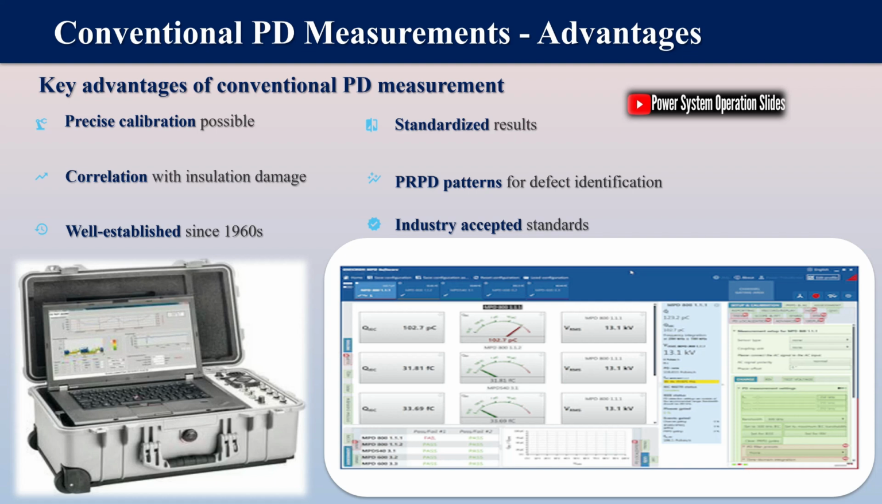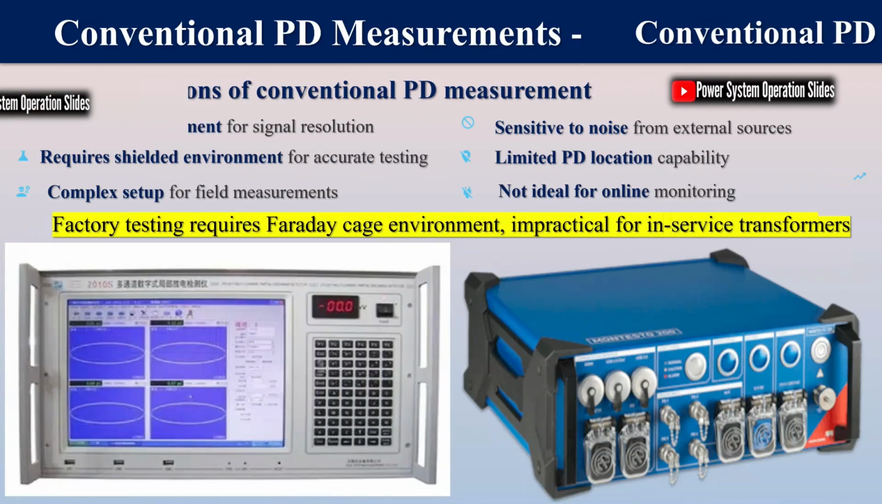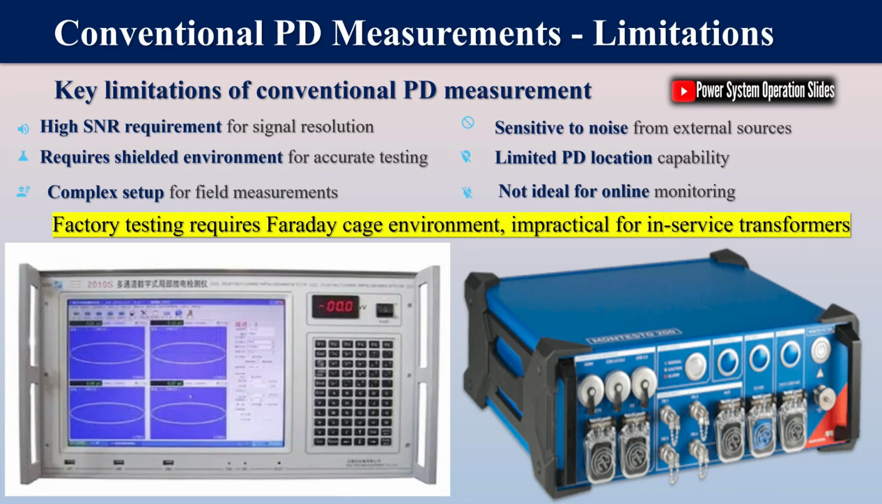Modern PD monitoring systems leverage multiple detection techniques to provide comprehensive assessment of equipment condition, with each technique offering unique advantages and limitations depending on the application environment and monitoring objectives. Conventional electrical PD measurements, standardized by IEC 60270 and IEC 60076-3, have been practiced since the 1960s and remain the gold standard for factory acceptance testing and laboratory assessments.